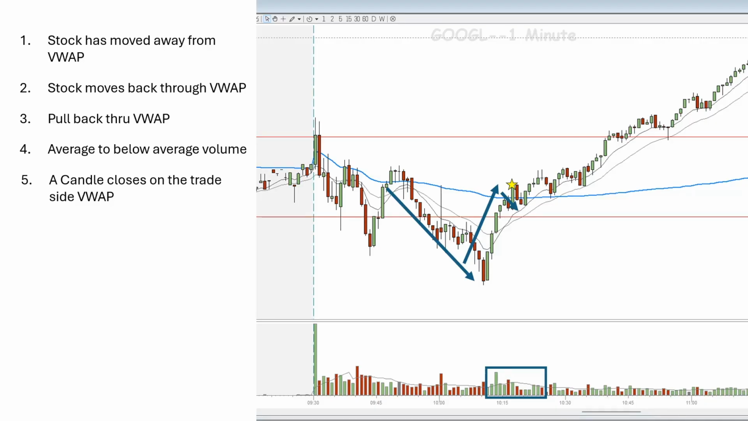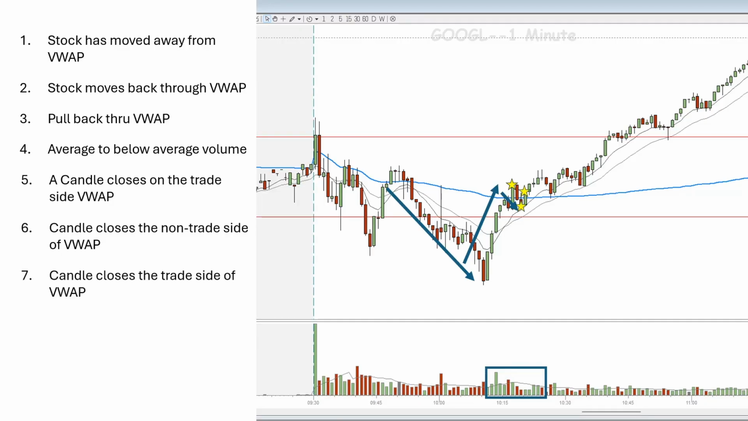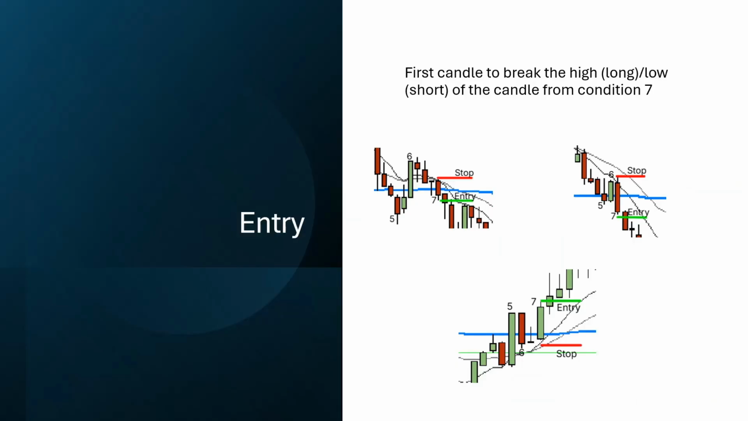So here we go. The candle closes on the trade side of VWAP. The candle closes on the other side of VWAP. And now a candle closes again on the trade side of VWAP. And that pullback through VWAP was, in this case, a lot less than 50%, but you never want it to be more than 50% of that move through VWAP. So this is the perfect setup now. Let's start looking at that entry condition.